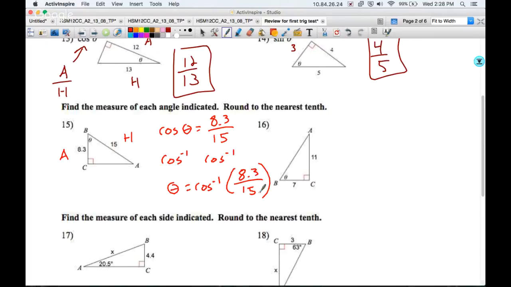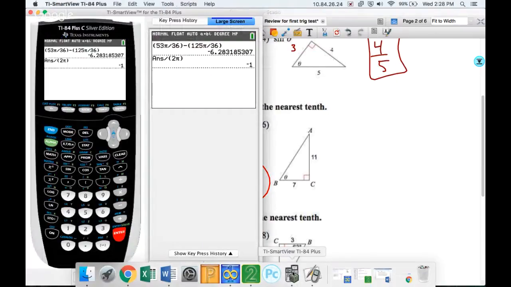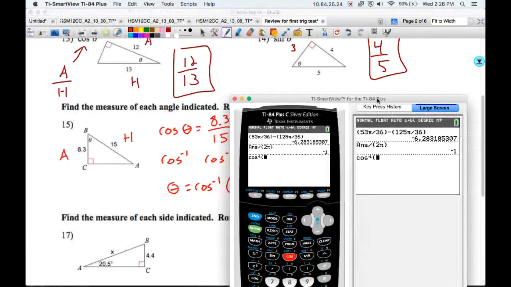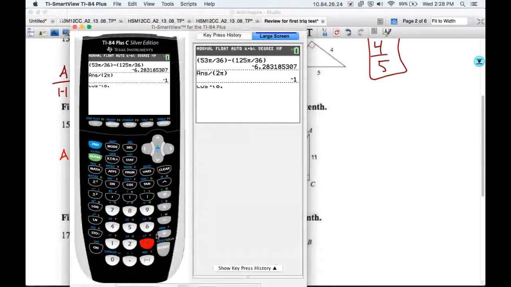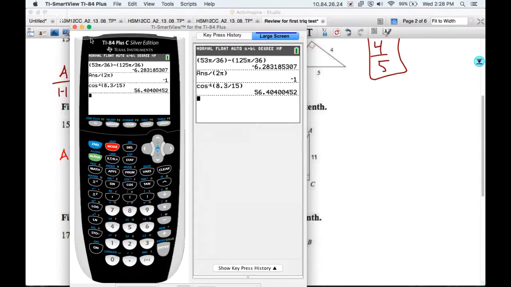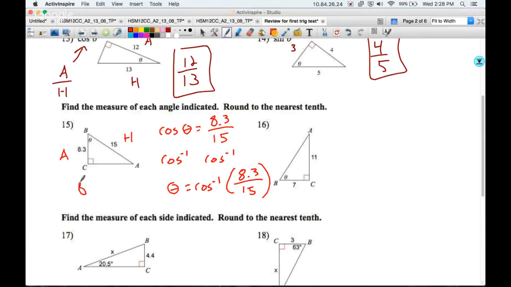All right, inverse cosine of both sides. We can plug this into our calculator to get to the inverse cosine function. We have to do second cosine of 8.3 divided by 15. And we get, since my calculator was in degree mode, it gave me an answer in degrees. I think that's fine. 56.4 degrees. All right.